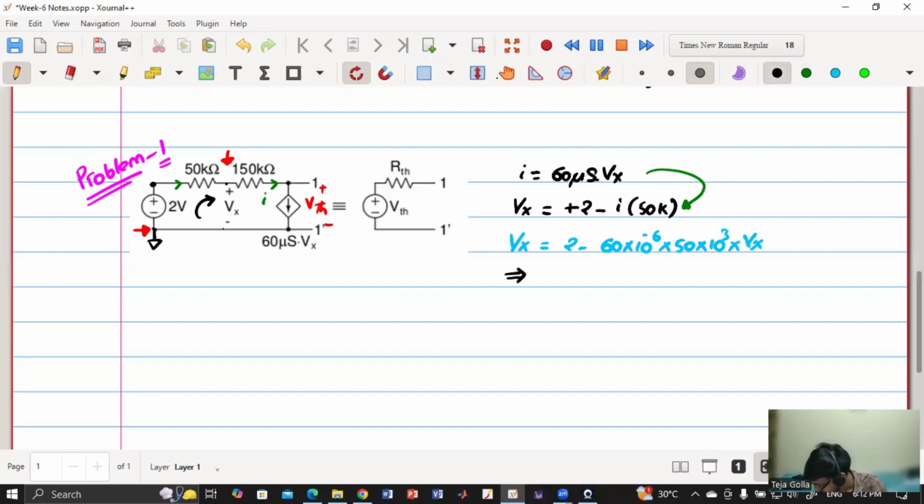So Vx is equal to 2 minus, what will be the value of this multiplication? 60 into 10 to the power minus 6 into 50 into 10 to the power 3 into Vx. I have just substituted I there. Anyone? 3. Yes, 3 Vx. So this is what we got. Let me just write this equation, which is obtained by applying KVL. Now can you tell me what the value of Vx will be?